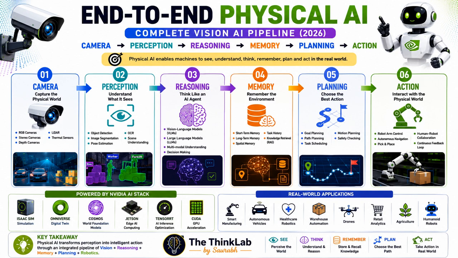Okay, so in this video, let's summarize all the parts. The camera captures the world, perception understands the world, reasoning thinks about the world, memory remembers the world, right? Planning decides the best strategy, and action changes the real world. So this complete pipeline is the foundation of next-generation robotics and autonomous AI.